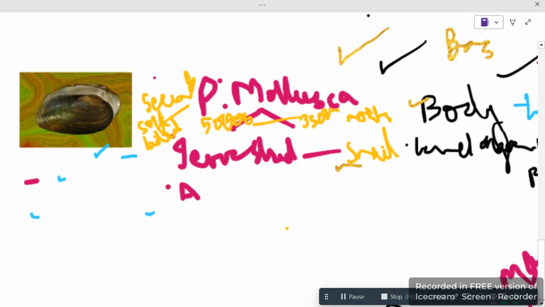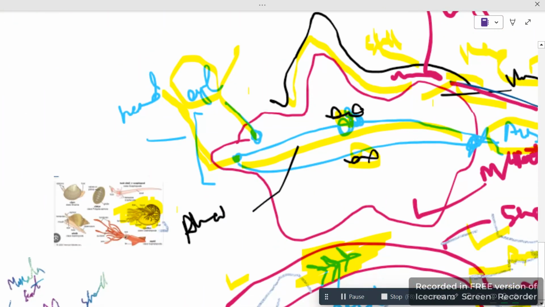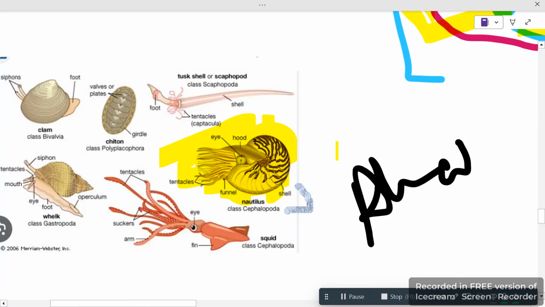Here we have another picture which we also discuss. Oh, here I found it. So these were all the examples, which are clam, chiton, whelk. Then we have the squid, and in this we discuss the shell, the eye, the hood, which has vascular tissue. They have the tentacles.